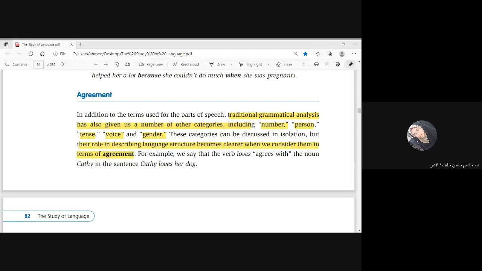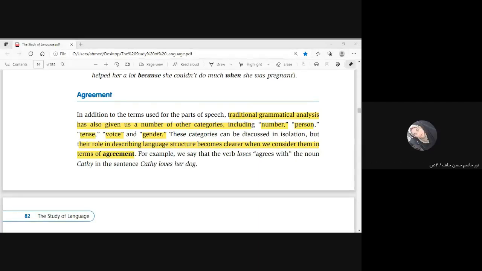Agreement. In addition to the terms used for the parts of speech, traditional grammatical analysis has also given a number of other categories, including number, person, tense, voice, and gender. It means making a connection between parts of speech and categories. This process makes agreements. For example, Kathy loves her dog. The first category is person. The first person involves the speaker, the second person involves the hearer, and the third person involves any others.